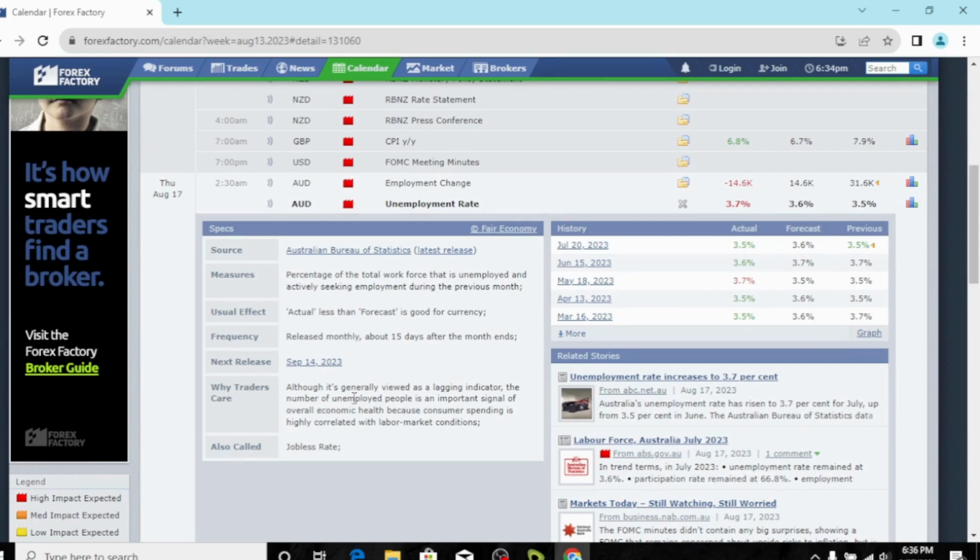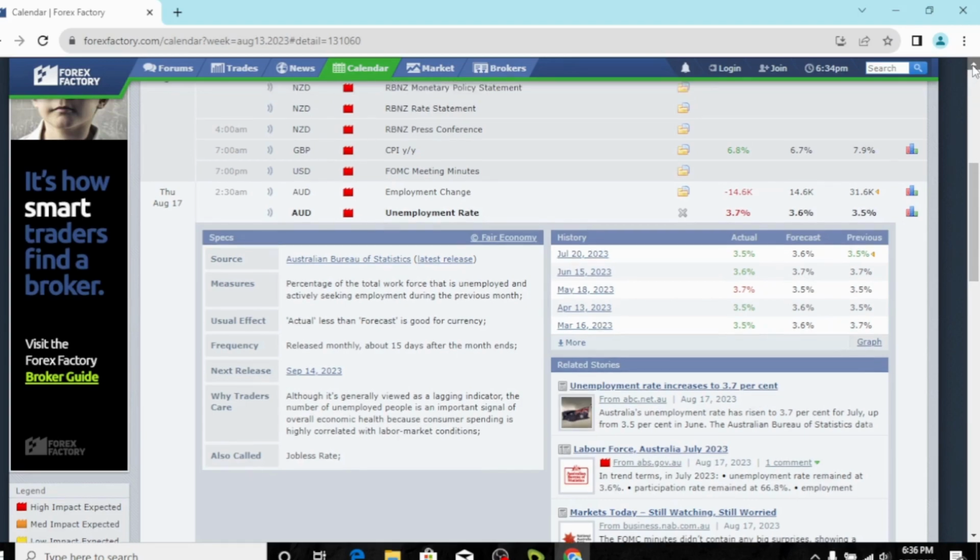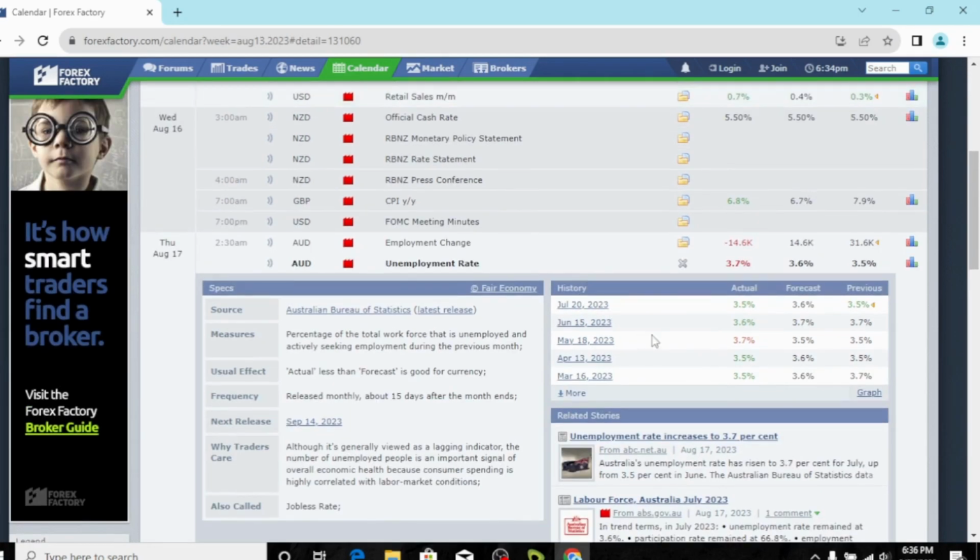Why do we care as traders? The number of unemployed or jobless people is a good indication of the overall health of the economy because consumer spending is highly correlated with the labor market conditions. So if the number of unemployed people is increasing, it means that the economy is not doing well and it will impact negatively on the economy and on the currency. So in the actual news that came out about the Aussie dollar, the unemployment rate increased to 3.7%, above the forecast as well as above the previous month.